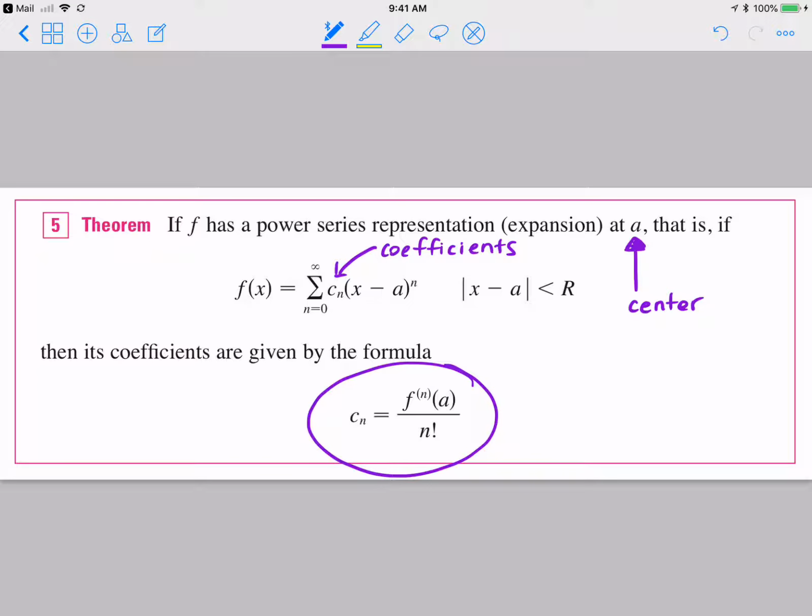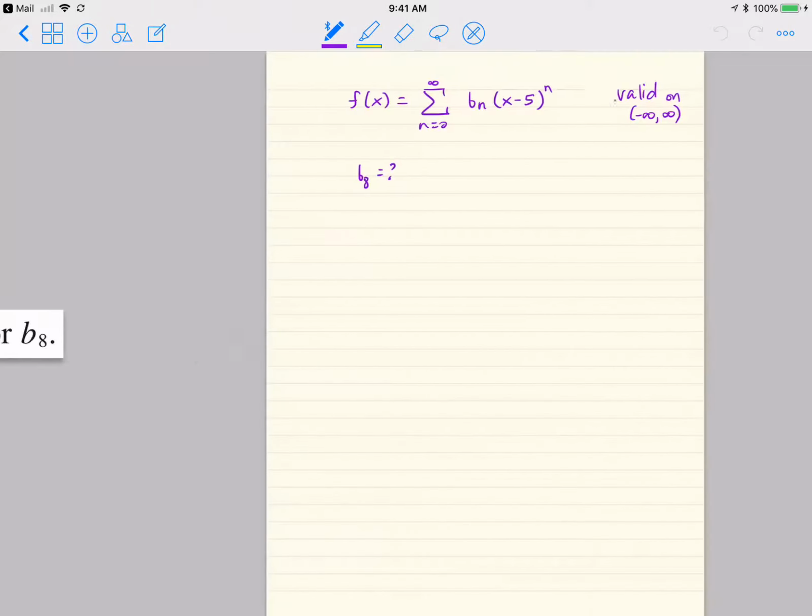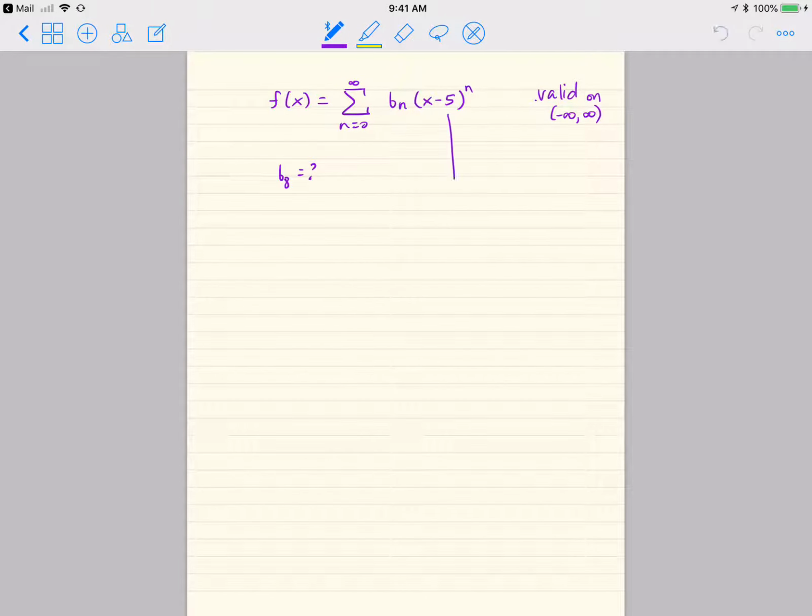And this is what we kind of hinted at; we guessed this formula by recognizing the pattern. Okay, so in our case here, our center is 5. So b sub 8 should be equal to the nth derivative. Well, now what is n? n is going to be 8, right? Because remember, the formula for b sub n, the nth coefficient, is the nth derivative of your function evaluated at the center divided by n factorial.